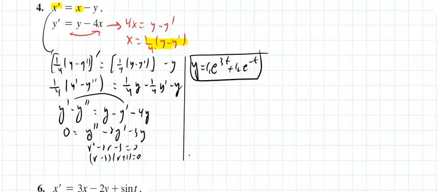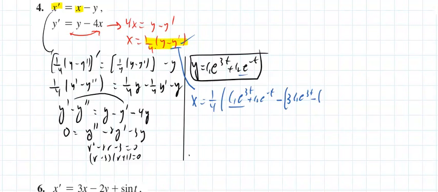Now I come to x, I say, okay, well, I know what x is. In this case, x will be 1/4 of y, c sub 1 e to the 3t plus c sub 2 e to the negative t, minus y prime. Well, the derivative of that is 3 c sub 1 e to the 3t and minus, again, minus the whole derivative. Okay, let's put it this way. c sub 2 e to the negative t, that's better.